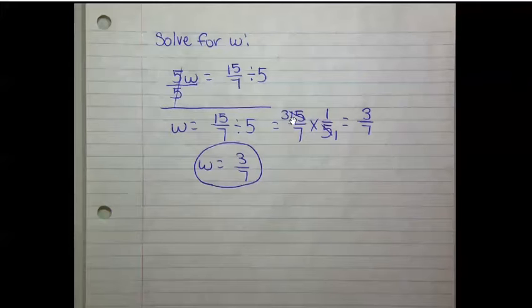And then we can cross cancel with 15 and 5, because 5 will go into both of those. 5 divided by 5 is 1, and 15 divided by 5 is 3. And now we can multiply. 3 times 1 is 3, 7 times 1 is 7, and so W equals 3/7.